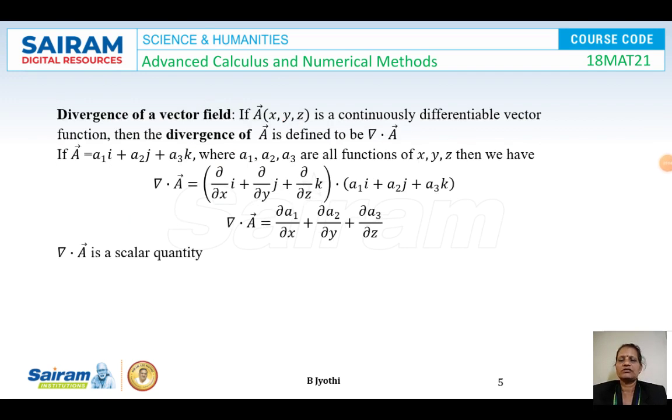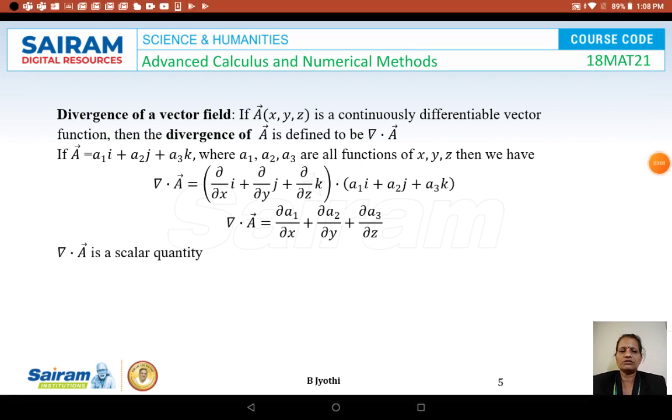Next, divergence of a vector field. So coming to the divergence of a vector field, if A of x, y, z is a continuously differentiable vector function, then the divergence of A is defined to be del dot A. It's a dot product of del and A.